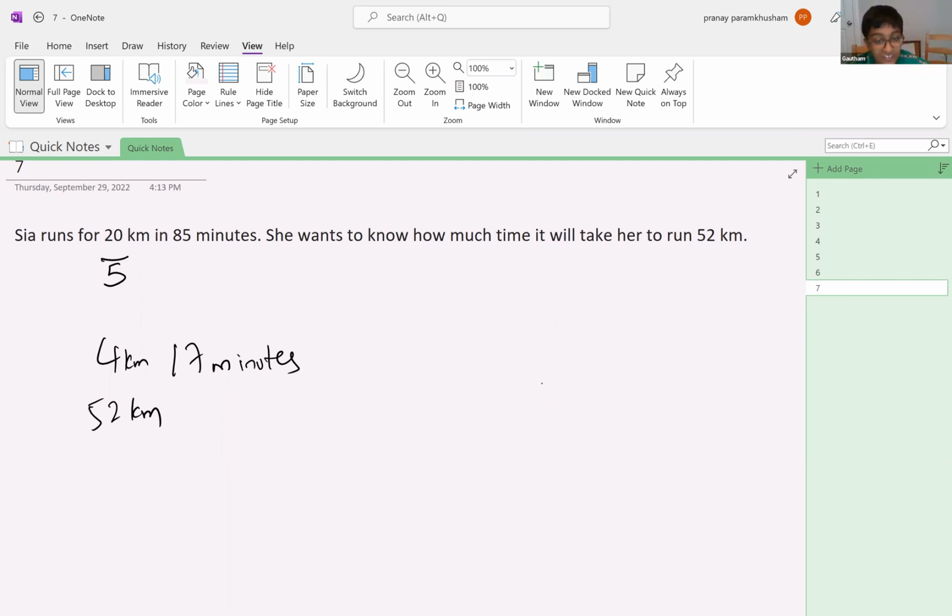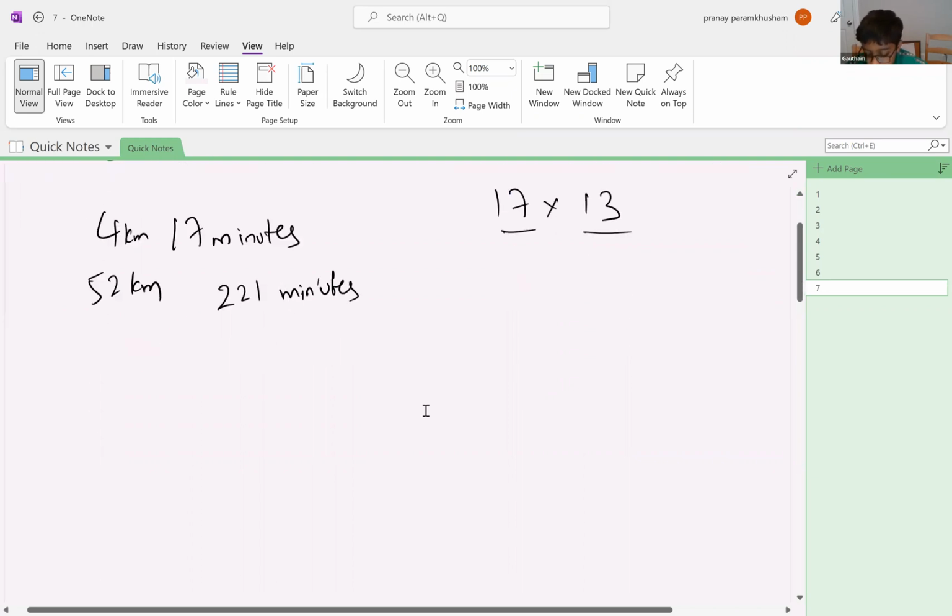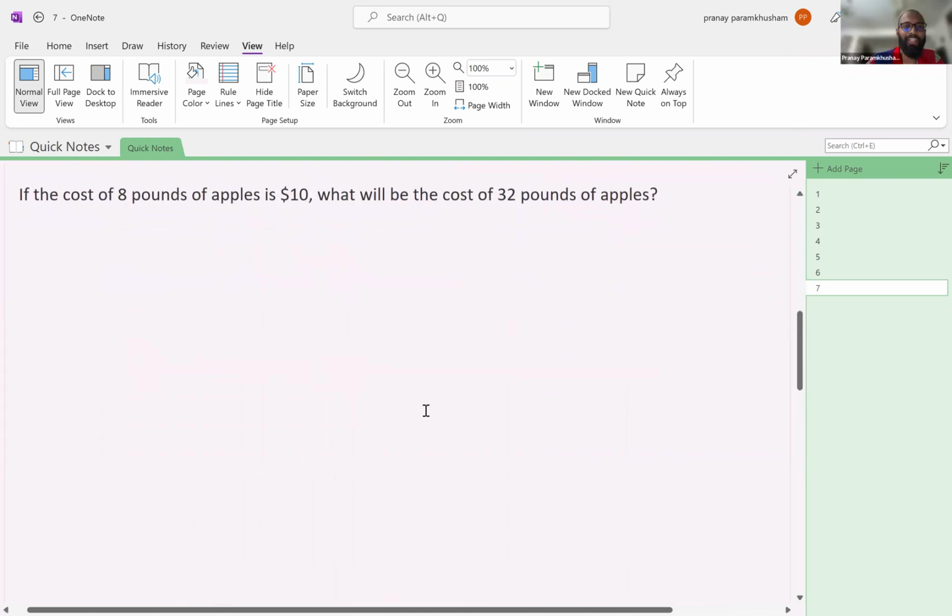$221. Okay, yes, that's right, I think. You know, there is a technique to do the multiplication as well. You multiplied 17 and 13, right? Okay. Okay, yeah, let's do this.